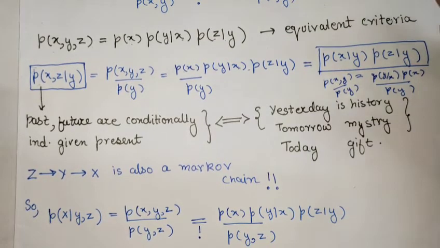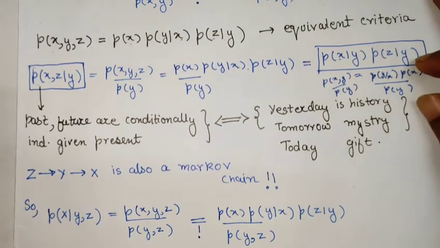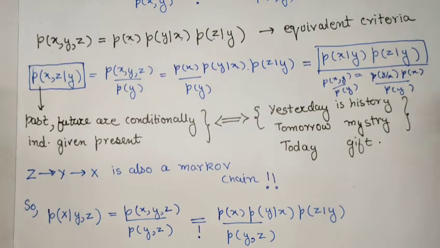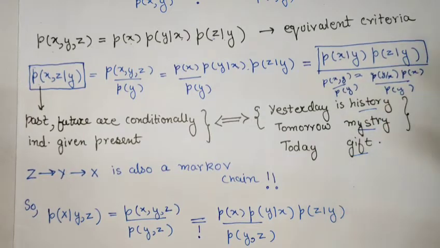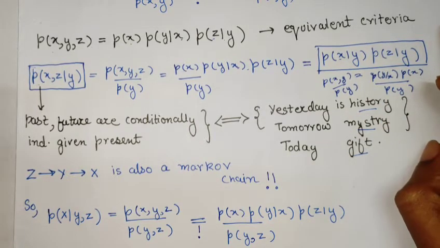This is equivalent to the fact that, in the English language, you can say yesterday is a history, tomorrow is a mystery, and today is a gift. So basically they are in a sense conditionally independent.